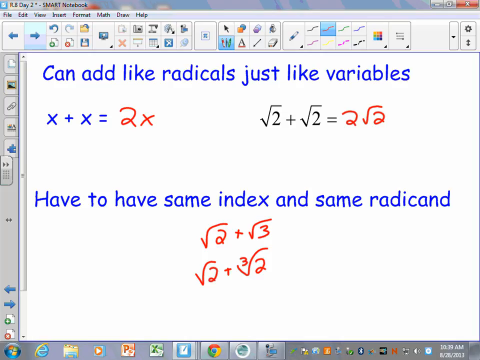We can also multiply with radicals. We'll go over that in a minute, but make sure you remember that rule on adding. You okay with that?